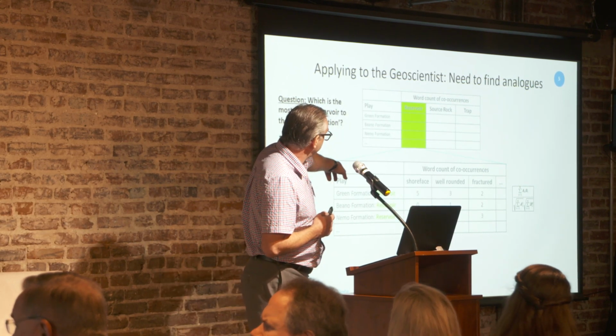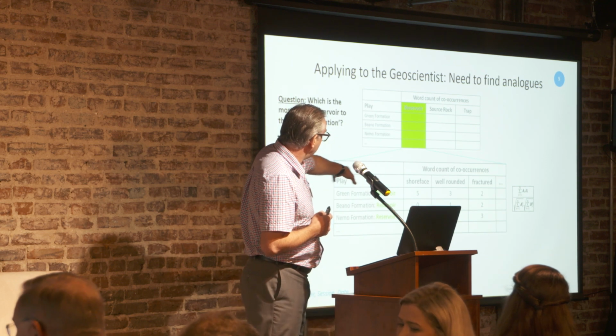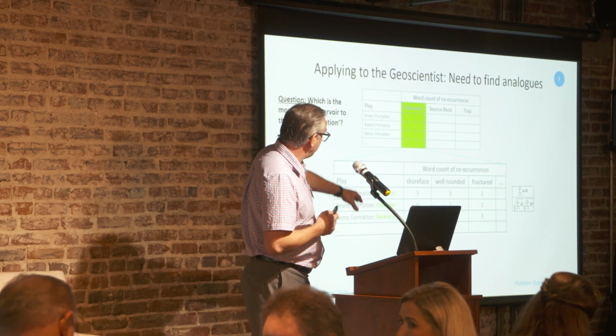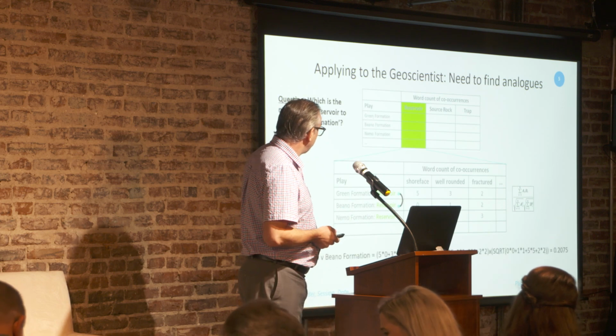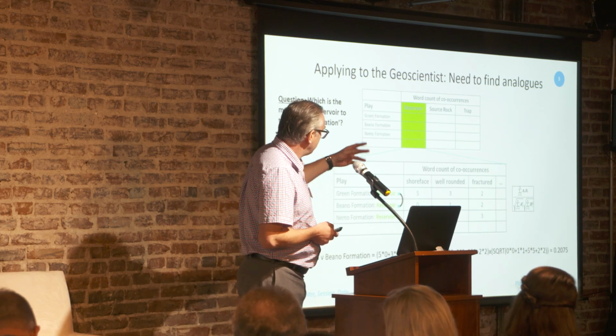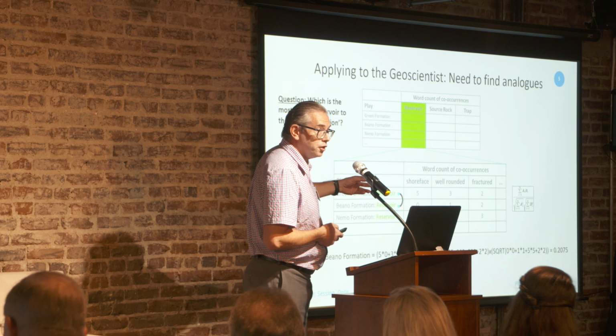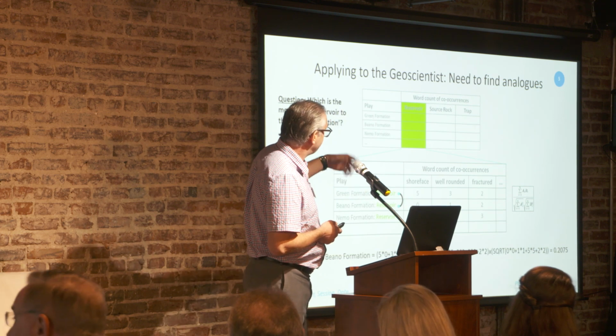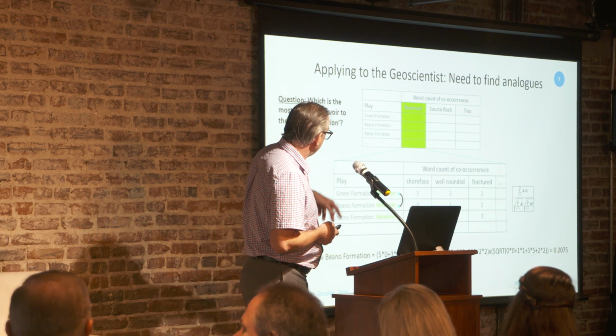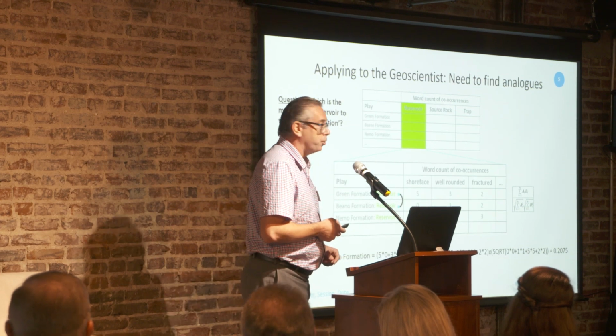So the word shore face occurs 5 times around the green formation, not at all around the Beano, and 1 around the Nemo. We simply just do the calculation: 5 times 0, plus 3 times 1, plus 2 times 2. We divide that by the square root of the green formation, 5 squared plus 3 squared plus 2 squared, times the square root of the Beano. We end up with 0.2075.